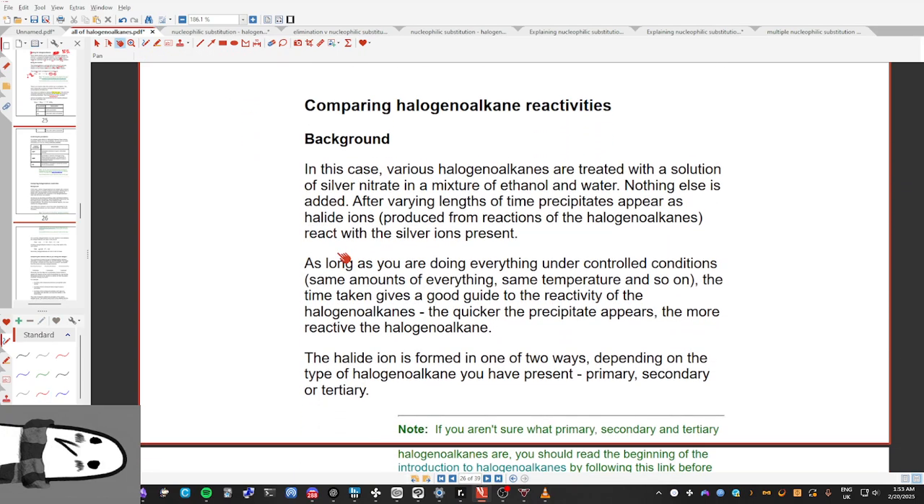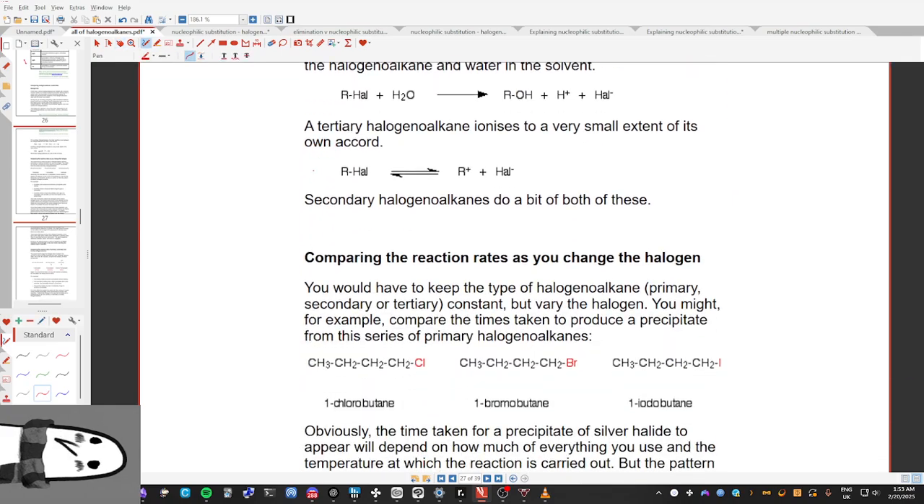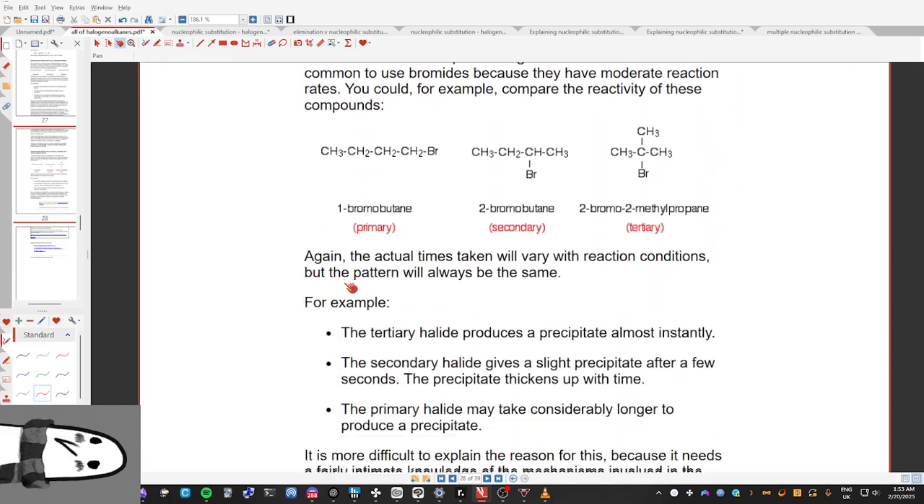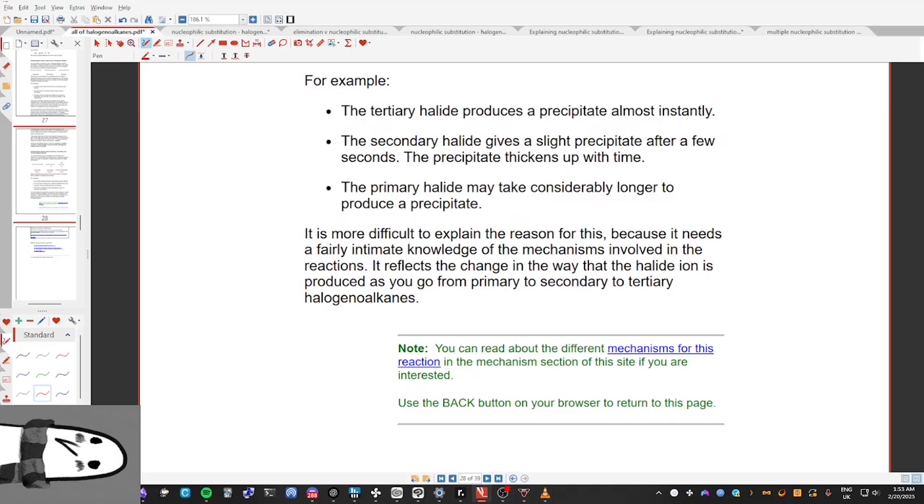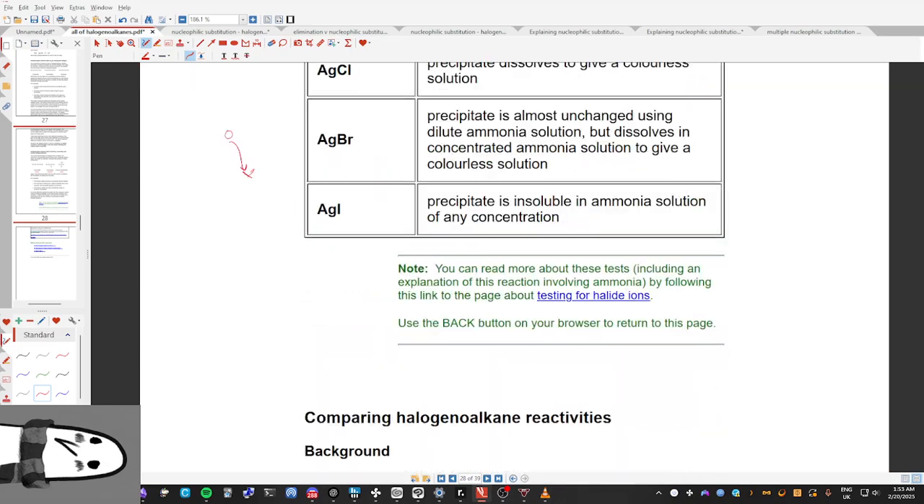Comparing halogenoalkanes. Oh my god, we're so close. Oh my god, it's happening, don't panic. Oh, there's mechanisms. Oh, hell no.